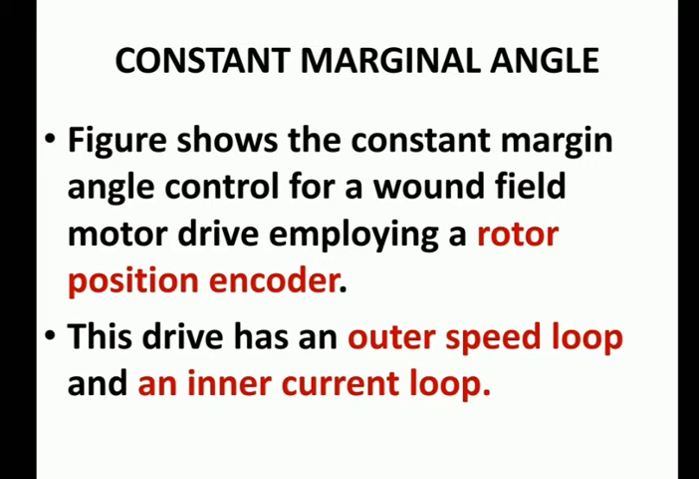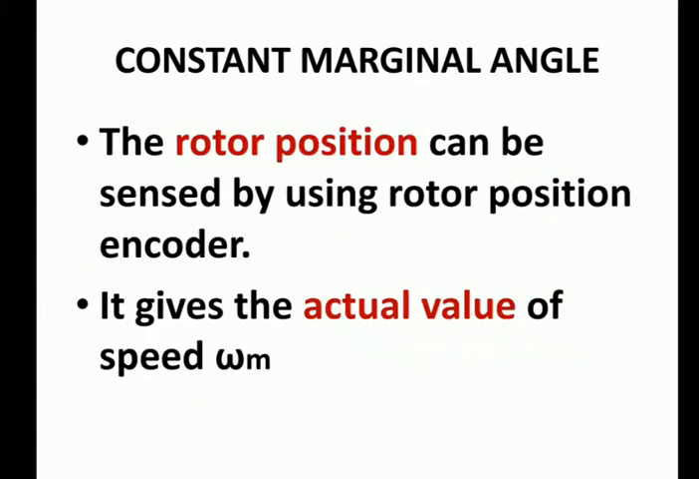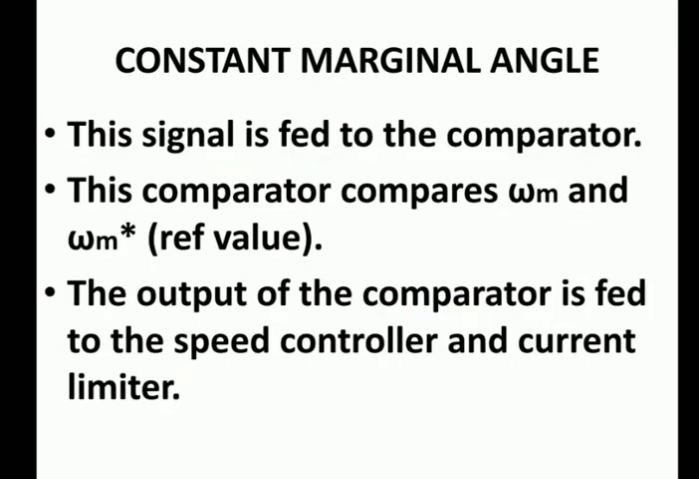and two loops are there. One is an outer speed loop and an inner current loop. Here the rotor position encoder senses the rotor position. It gives the actual value of the speed of the motor as omega m. This speed signal is fed to the comparator. This comparator compares omega m, that is the actual speed of the motor, and the reference value, that means speed reference value omega m asterisk.